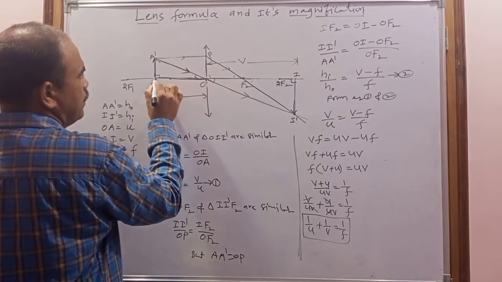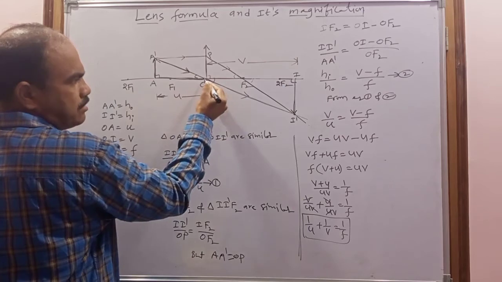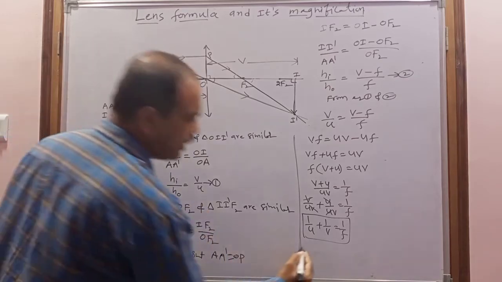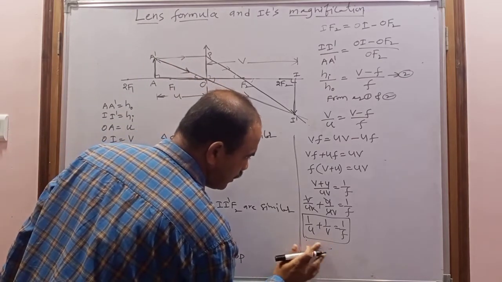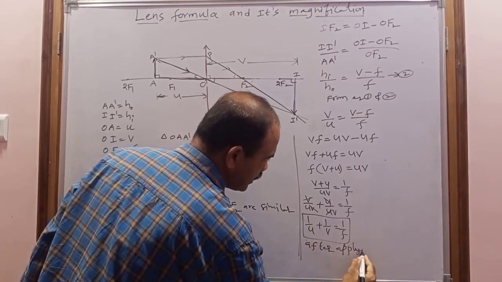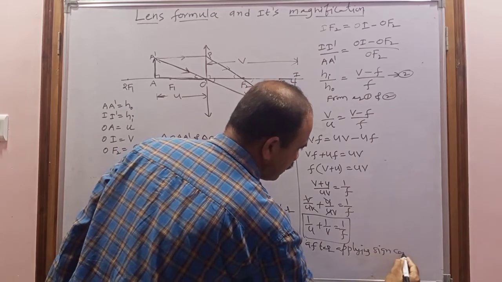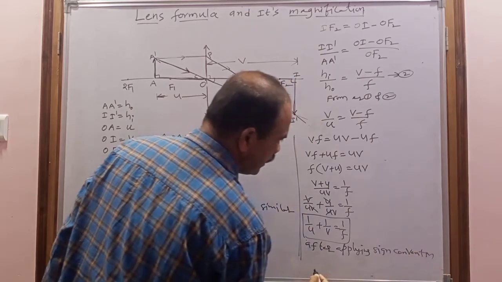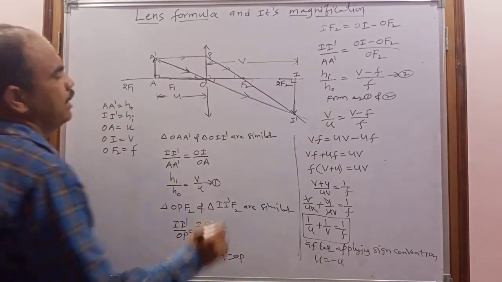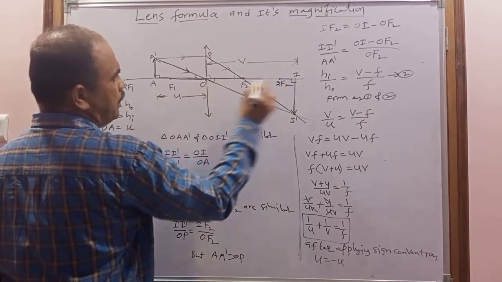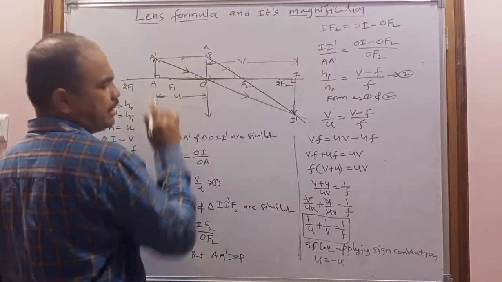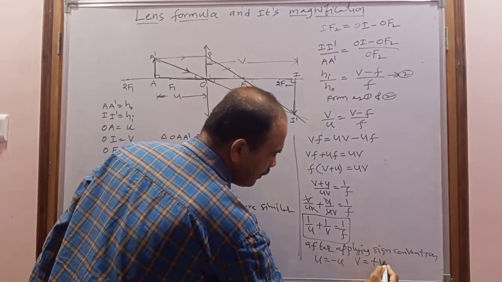So now optic center to object is nothing but object distance. To measure the object distance, you start from the optic center, you are moving opposite to the incident ray, that's why it is taken as minus. After applying sign convention, u equals minus u. And now the distance from the optic center to the image is called the image distance, but to measure the image distance, in which direction are you moving? In the direction of incident light. So v equals plus v.